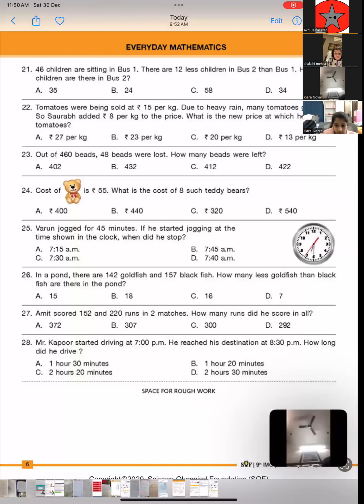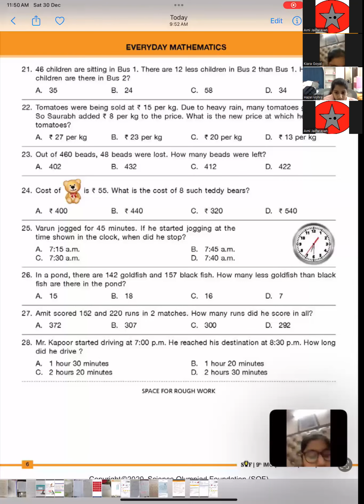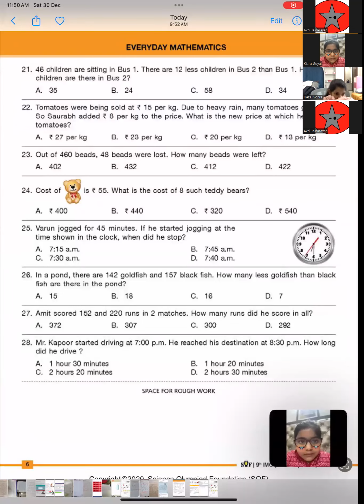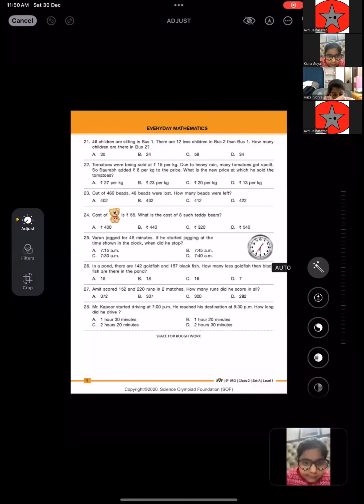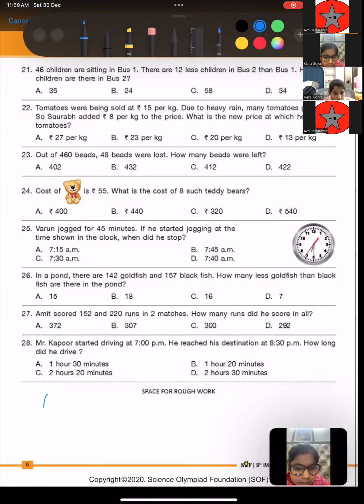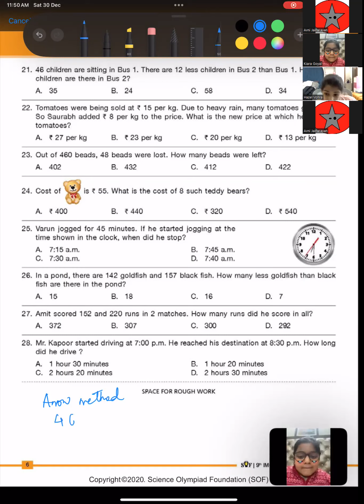Okay, 60 minus 48. What are you going to add to 48? Now here, remember in our first few classes, I had explained to you how to solve addition using the arrow method. Right? Here we will solve using the arrow method. 460 minus 48.